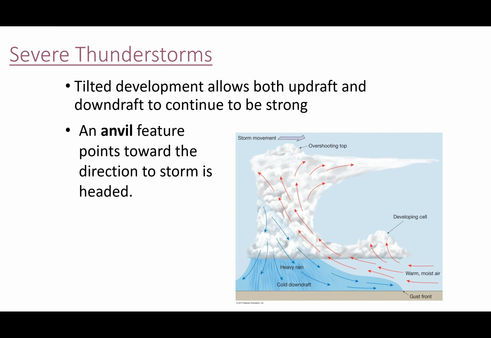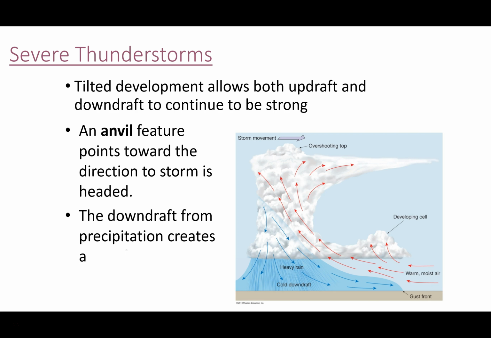The slanted ones are able to last longer because they've gotten the updraft and the downdraft away from each other. This figure emphasizes the anvil, and the direction of the big anvil. Sometimes there's a back anvil too, but the long anvil points you in the direction the storm is going. Okay.